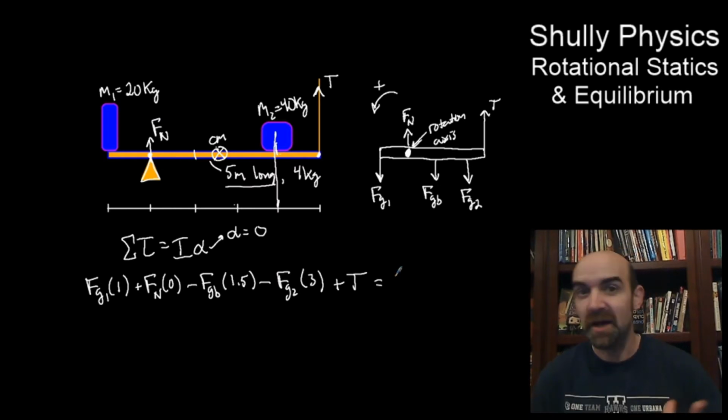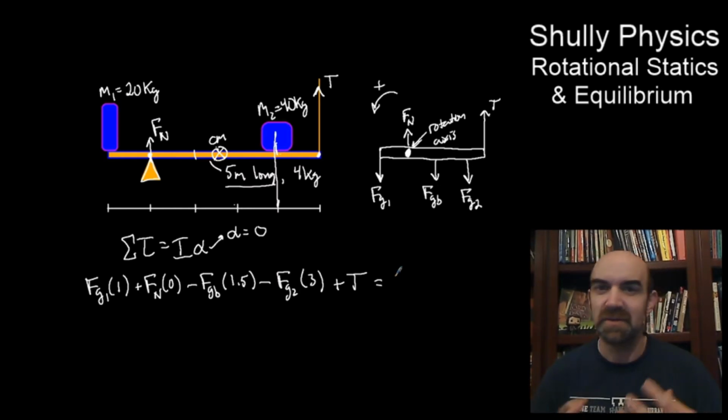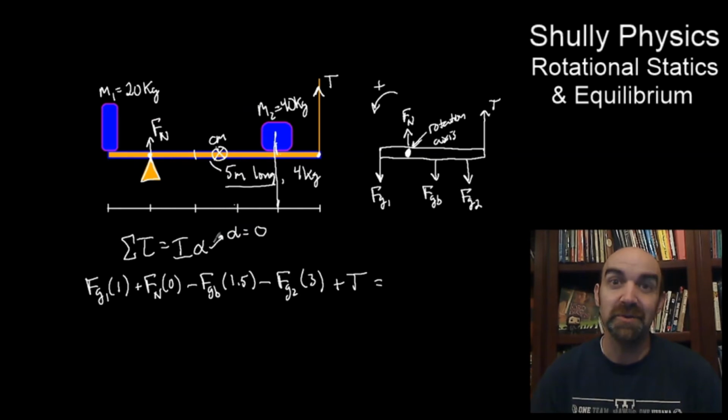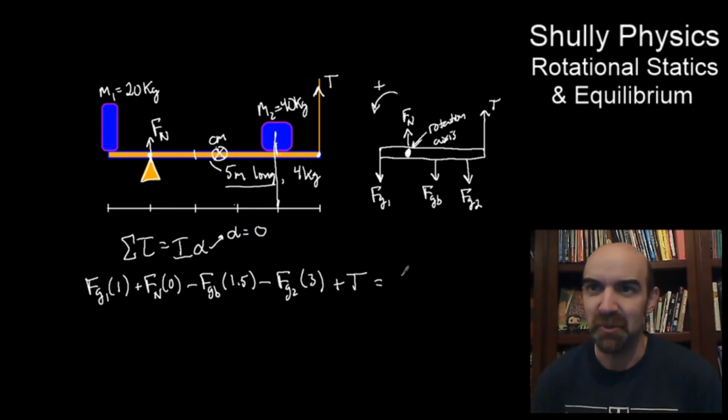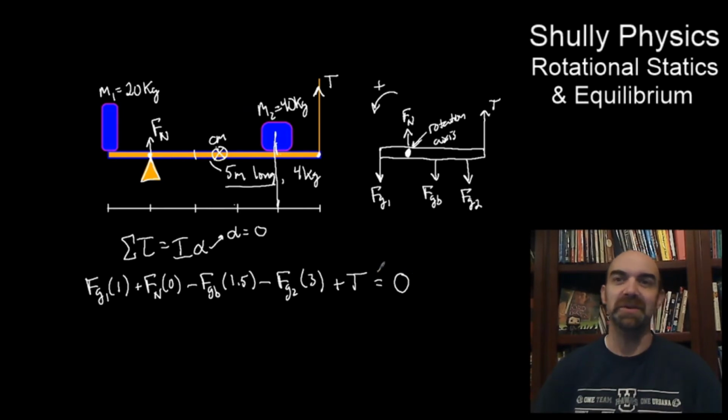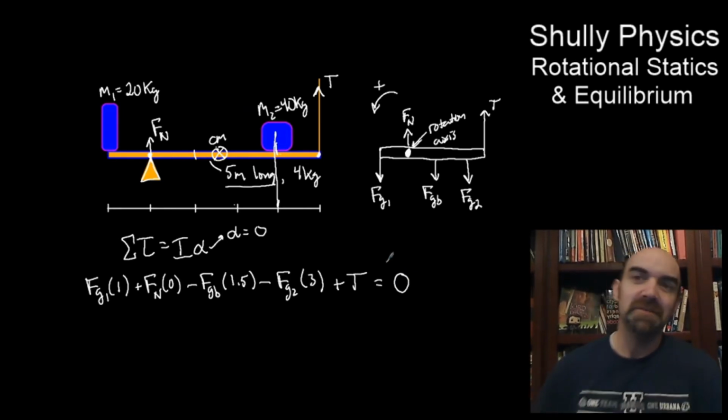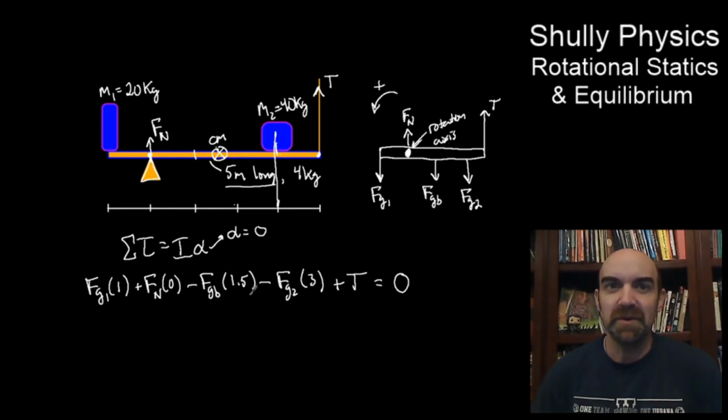Oh no, what's I? Do I have to figure out the moment of inertia of each of these masses of this board? No, because remember, if alpha is 0, then I is not worth putting on there. Maybe it's worthy, but not worth it. All right, so there we go.